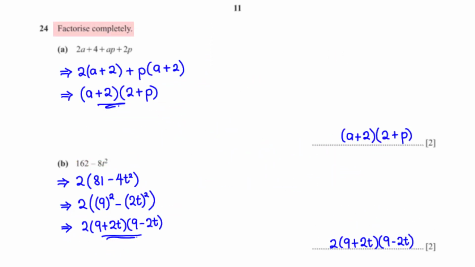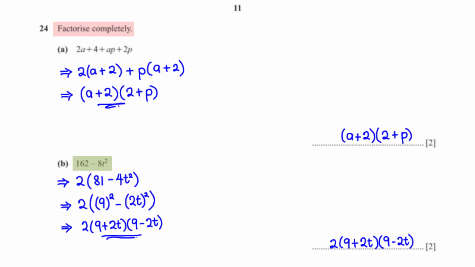Factorize completely. 2a plus 4 plus ap plus 2p. So in the first section, 2a plus 4, the common factor is 2. And when you factor out 2, we are left with a plus 2. And in the second section, ap plus 2p, the common factor is p. And after we factor that out, we are left with a plus 2. So we rewrite that as a plus 2, 2 plus p.